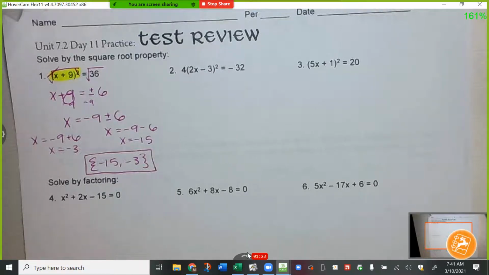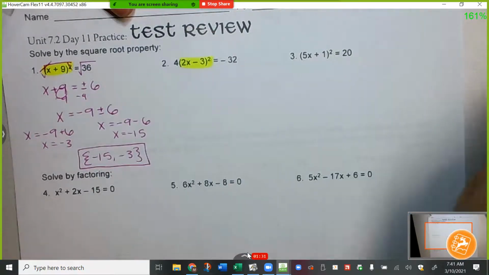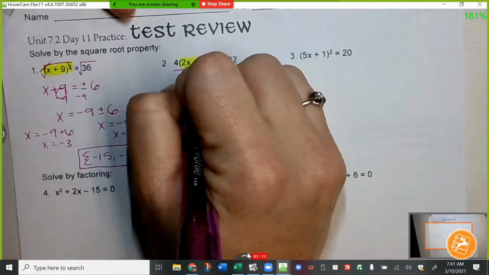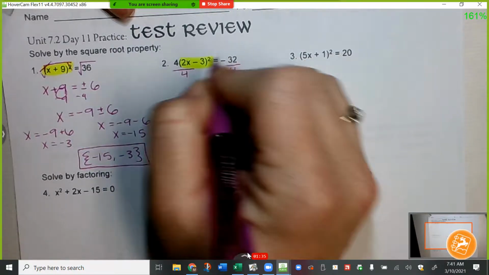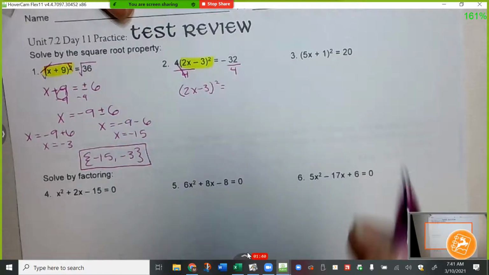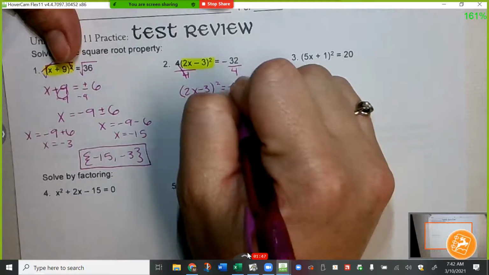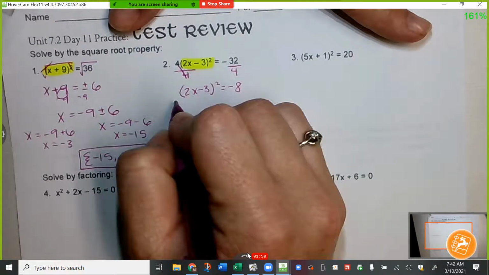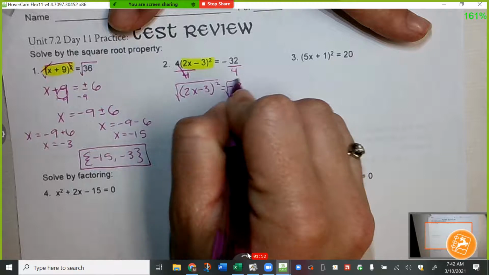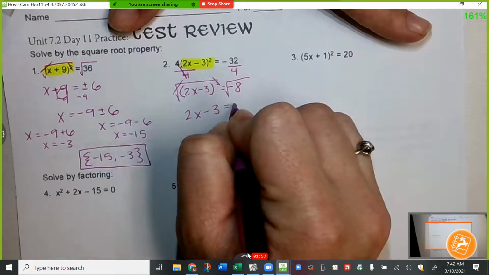Okay, number 2 is different because you have that 4 in front and you have to get what's squared alone. So we're going to divide both sides by 4. That cancels, and we get 2x minus 3 squared equals negative 32 divided by 4, which is negative 8. Okay, so now we take the square root of both sides because what's squared is alone. This cancels that, and I get 2x minus 3 equals positive and negative.